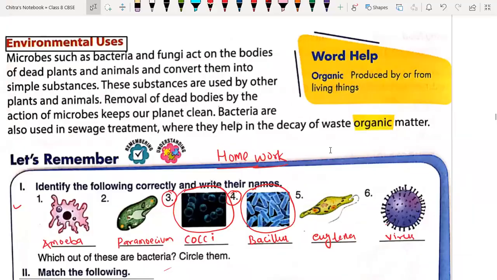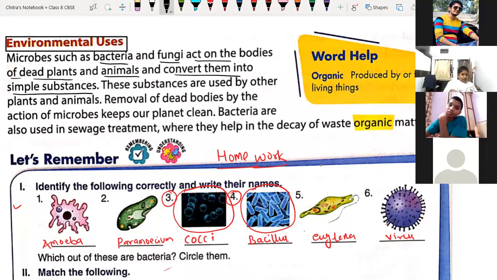Okay, so now we are going to understand the environmental uses of microorganisms. See, microbes such as bacteria and fungi act on the bodies of dead plants and animals and convert them into simple substances. So we can say these bacteria and fungi are nothing but saprophytes, and they totally depend on dead organic matter of animals and plants for their nutrients. They decompose, meaning they break down complex compounds into simpler forms, so that these simpler nutrients can be easily absorbed by the plant.